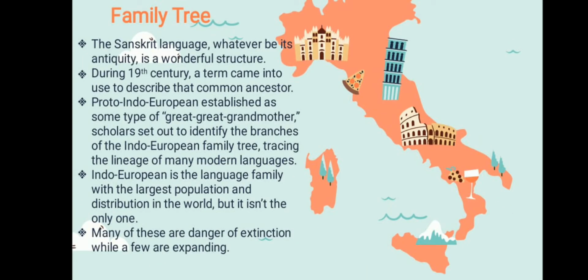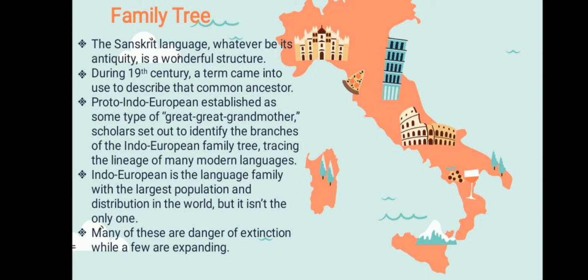Family tree. The Sanskrit language, whatever be its antiquity, is a wonderful structure. During the 19th century, a term came into use to describe that common ancestor. It incorporated the notion that this was the original form of a language, proto, that was the source of modern language in the Indian subcontinent, Indo, and in Europe, European.